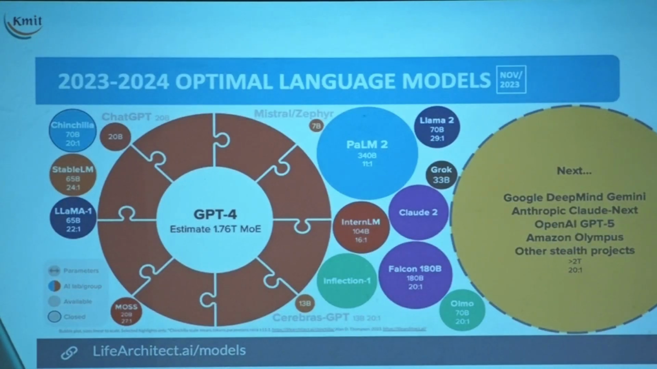So when we talk about the optimal large language models in 2022, 23, 24, the last year, the statistics have been taken from November 2024, a couple of months back. As you can see, the GPT-4 estimation is 1.76 trillion trainable parameters. You can just imagine 1.76 trillion trainable parameters.